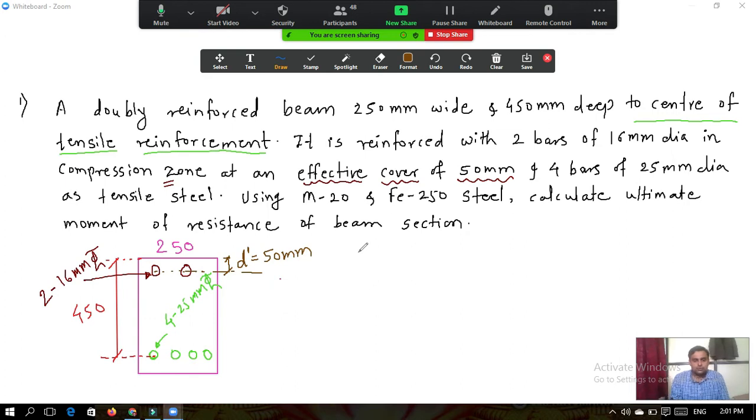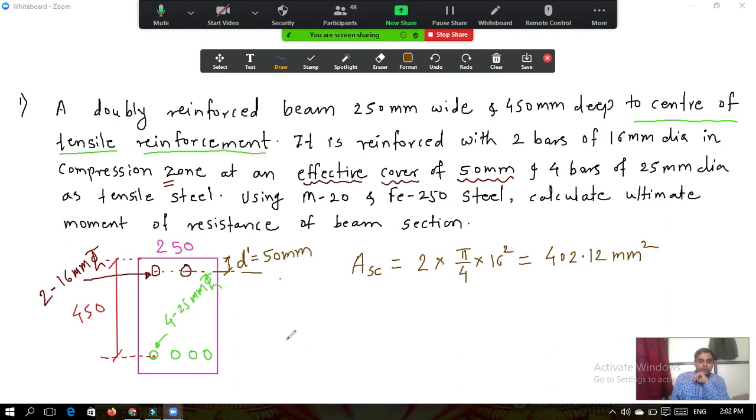Here I will calculate the total area of steel in compression zone, ASC. Now in compression zone, how many bars are provided? 2 bars of 16 mm diameter. So I will calculate this area: 2 into the area of a single bar, pi by 4 into 16 square. What is the answer for the area of steel in compression zone? 402.12 mm square. This is the area in compression zone.